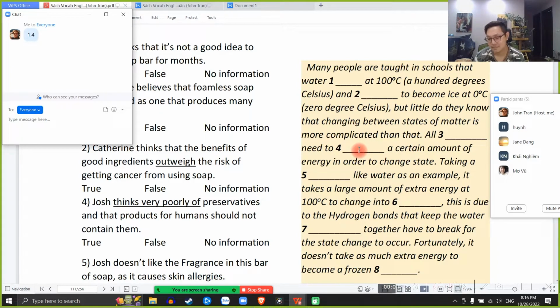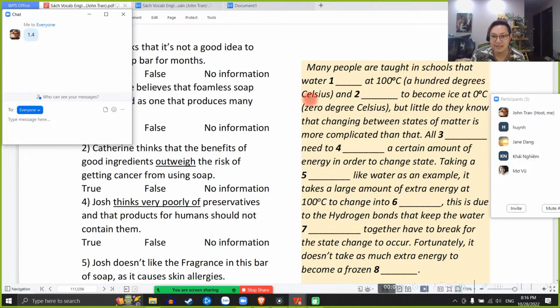Many people are taught in schools that water boils at. Water boils. Có S nữa. Water boils at 100, no, có cái câu đằng sau, a hundred degrees Celsius ở đây. Bây giờ chỉ có người Việt mới đọc là 100 thôi. Thực sự bây giờ ta đọc là a hundred thôi mà. Everyone say a hundred degrees Celsius, okay? At 100 degrees Celsius.